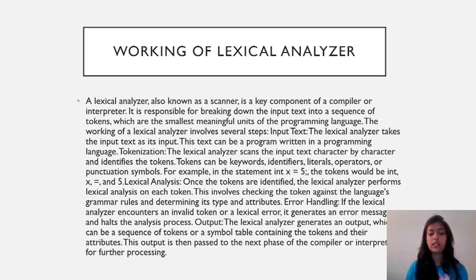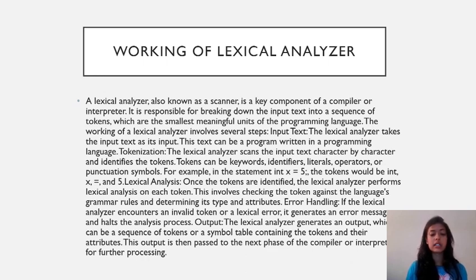Input text. The lexical analyzer takes the input text as an input. This text can be a program written in a programming language. Tokenization. The lexical analyzer scans the input text character by character and identifies the tokens. Tokens can be keywords, identifiers, literals, operators, or punctuation symbols. For example, in the statement int x equals 5, the tokens would be int, x, equals, and 5.